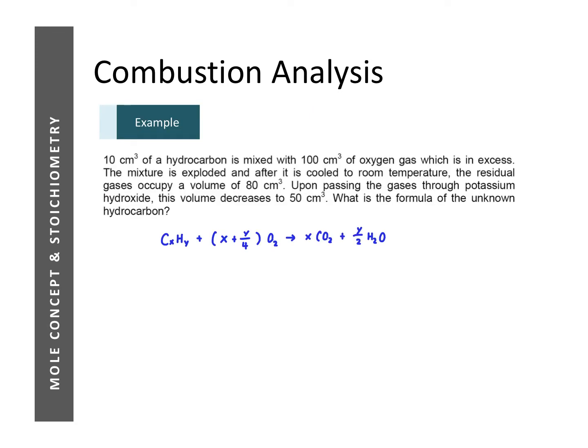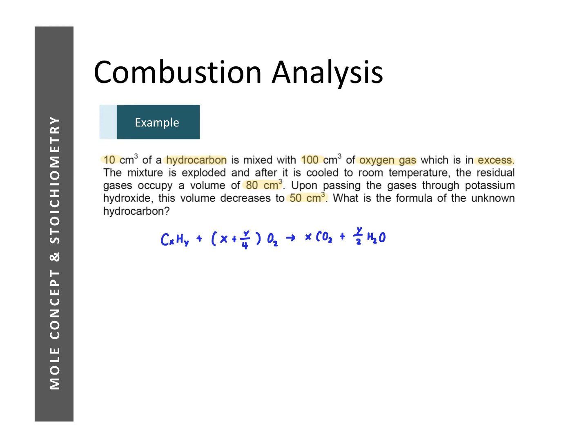So right now we're going to look at how we can apply it to an actual question. In this question, we are given the volume of a hydrocarbon. We are given the volume of oxygen gas, but take note that this is in excess, so this doesn't represent the volume of oxygen that had undergone reaction. Then they went on to tell you that the residual gases occupy a volume of 80 cm³, and when you pass the gases through potassium hydroxide, the volume decreases to 50 cm³.